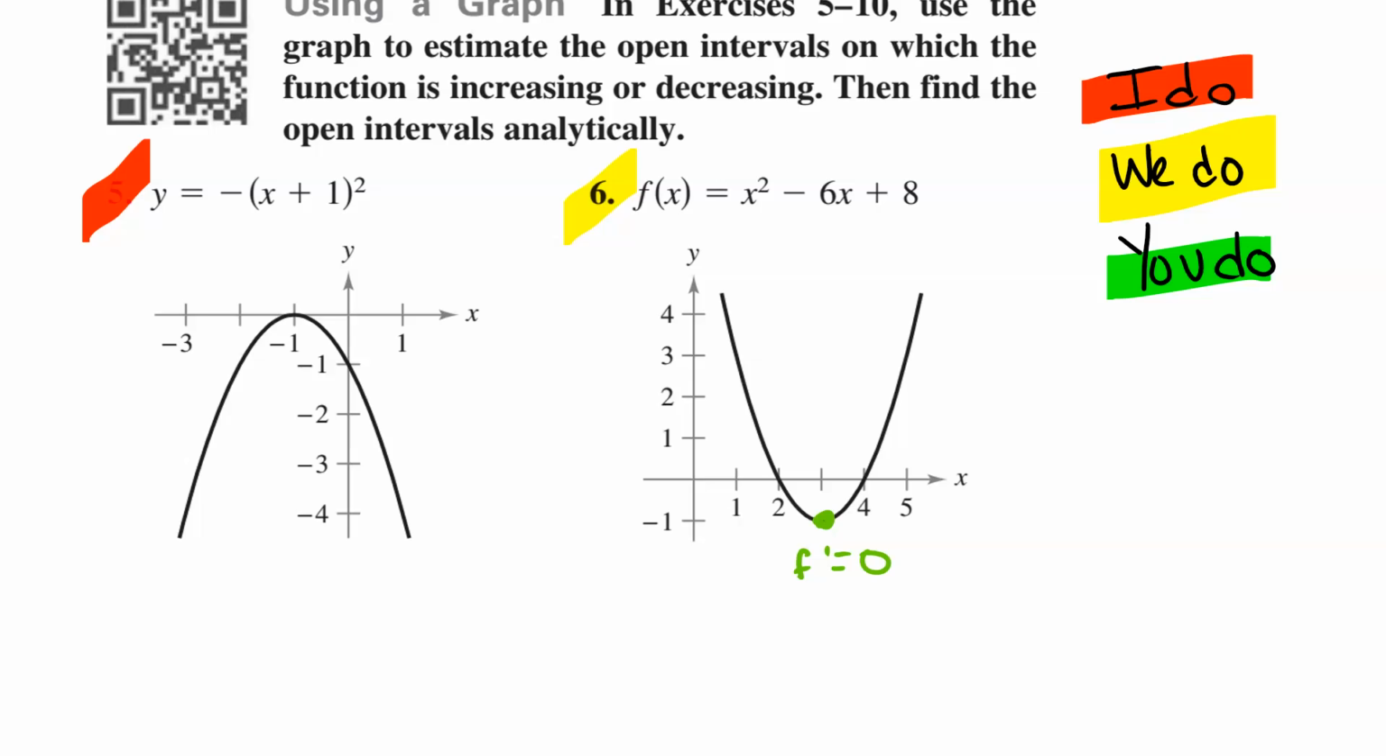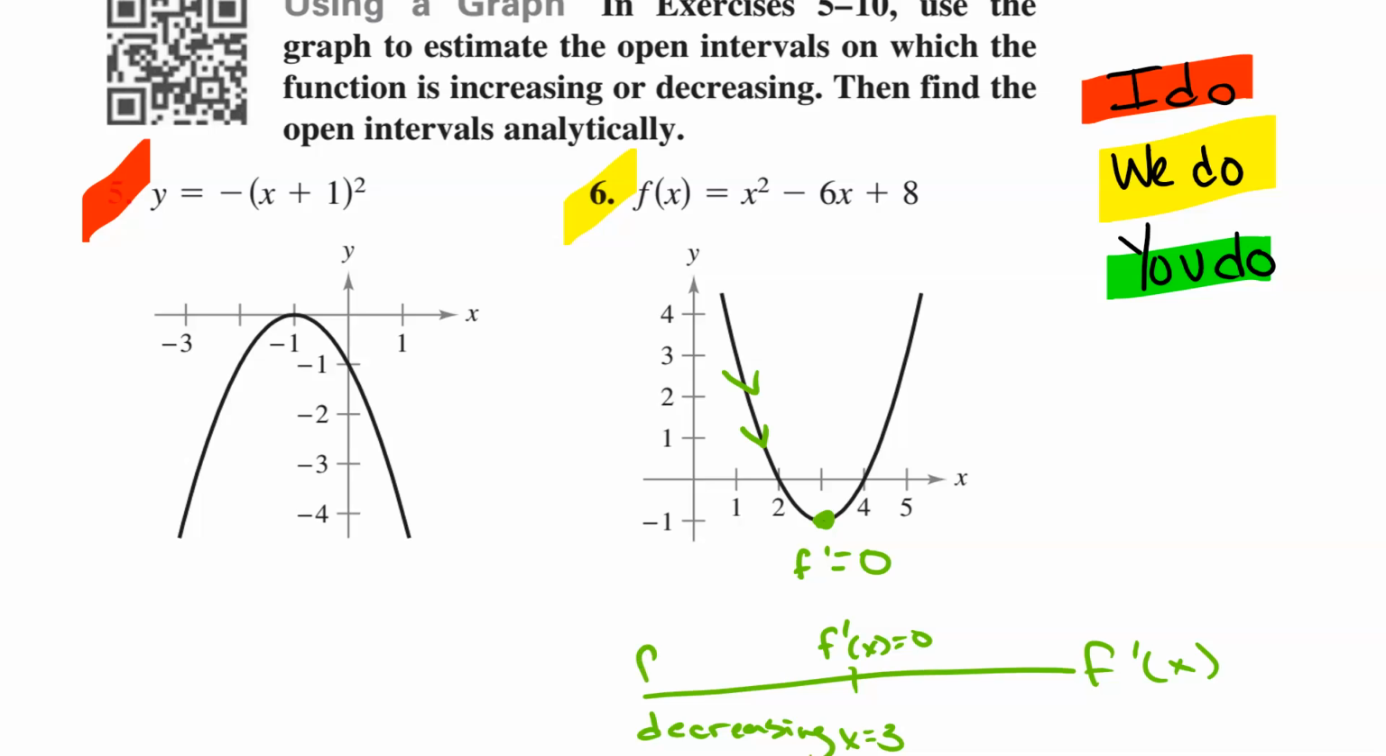And then we consider decreasing and increasing. So at x equals 3, I had a slope, an instantaneous rate of change of 0. And then if I'm on the left, as I go to the right, I'm decreasing, which means my first derivative is negative. And then as I go to the right, on the right-hand side, I'm increasing, which means my first derivative is positive.